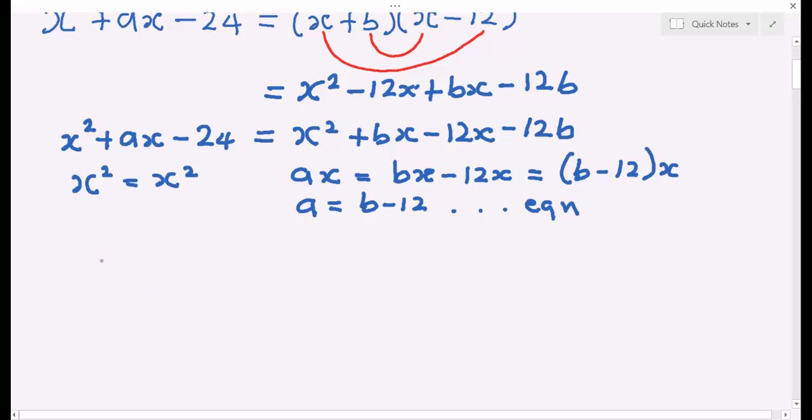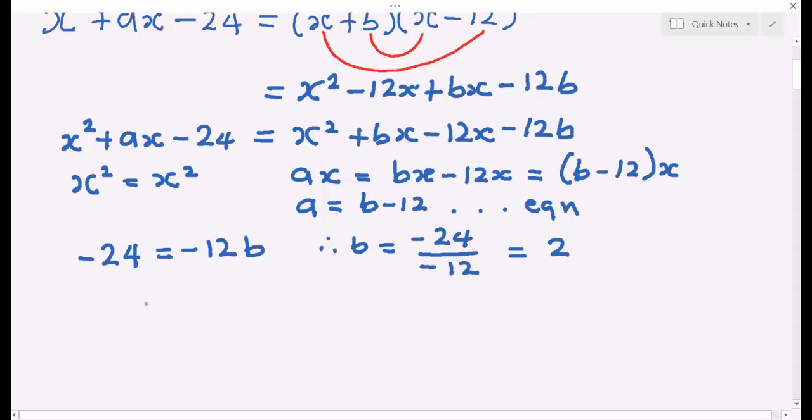Then minus 24 on the left hand side is equal to minus 12b on the right hand side. This means that our b is equal to minus 24 over minus 12. This will give us 2. So our b is equal to 2.